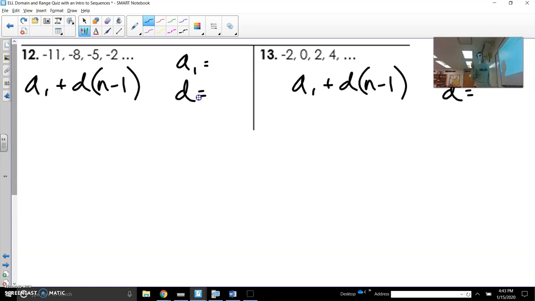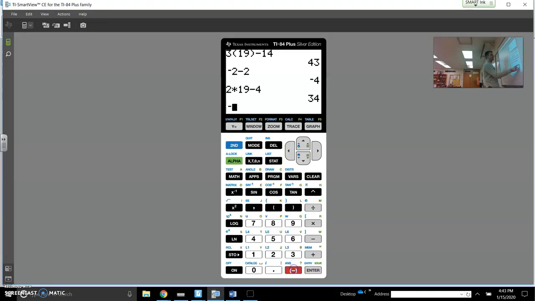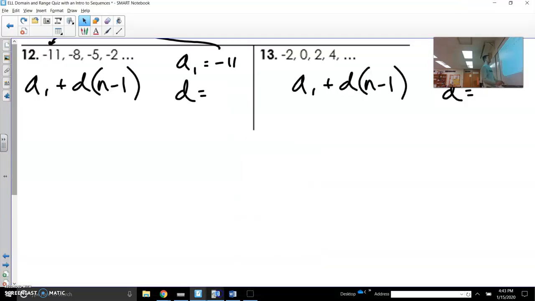When we talk about a sub 1, that means the first number in the sequence. So a sub 1 is that negative 11 value. And it looks like that common difference would be negative 8 minus negative 11. Anytime you subtract the first number from the second number, you can determine how you are adding or subtracting in the sequence. So for example, negative 11 plus 3 is negative 8. If you add 3 again, you get negative 5. And that is the sequence that we're dealing with in number 12. So I want to say the common difference is positive 3.